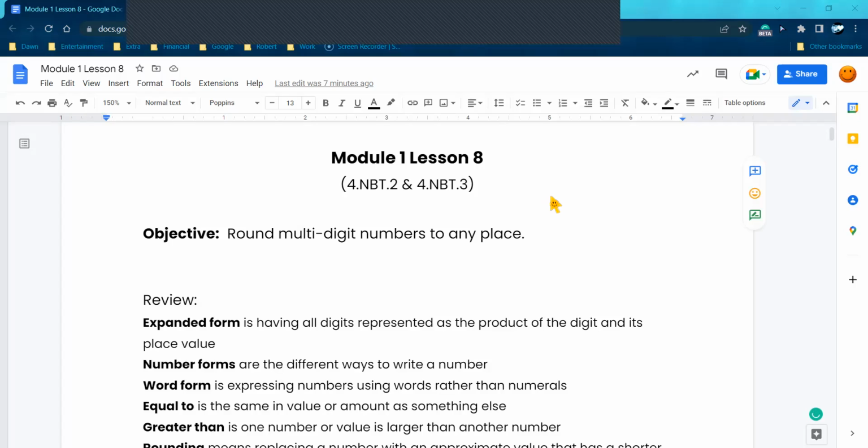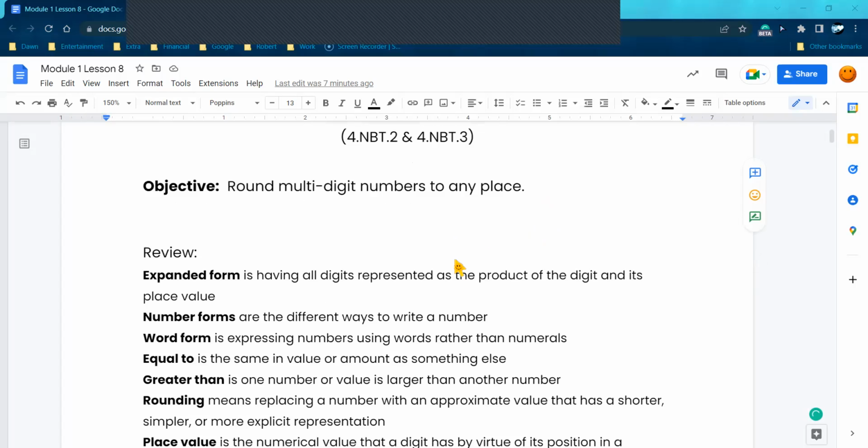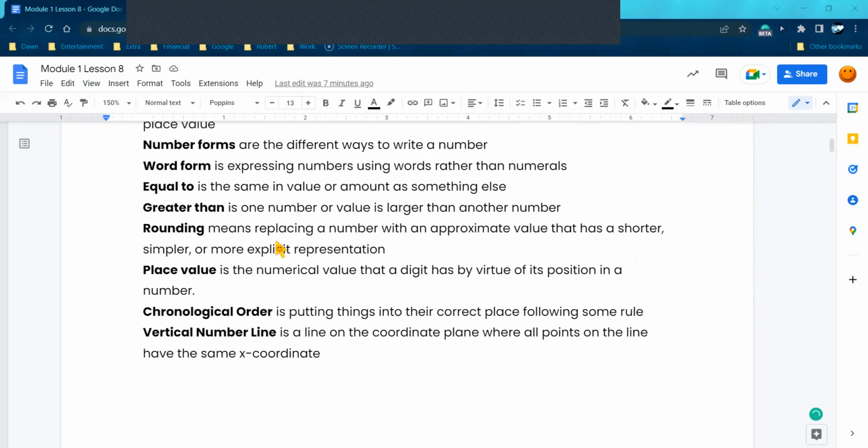Our objective today is to round multi-digit numbers to any place. That means any place value it's asking, we're going to round it to. Now, make sure we understand the word rounding. It means replacing a number with an approximate value that has a shorter, simpler, or more explicit representation.